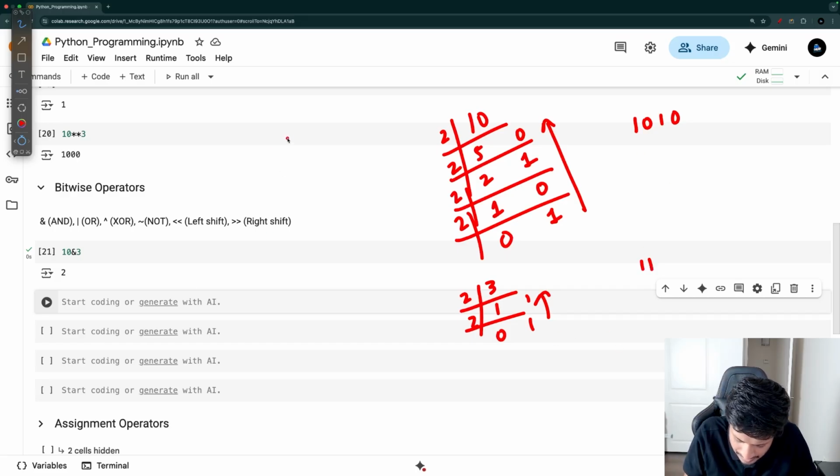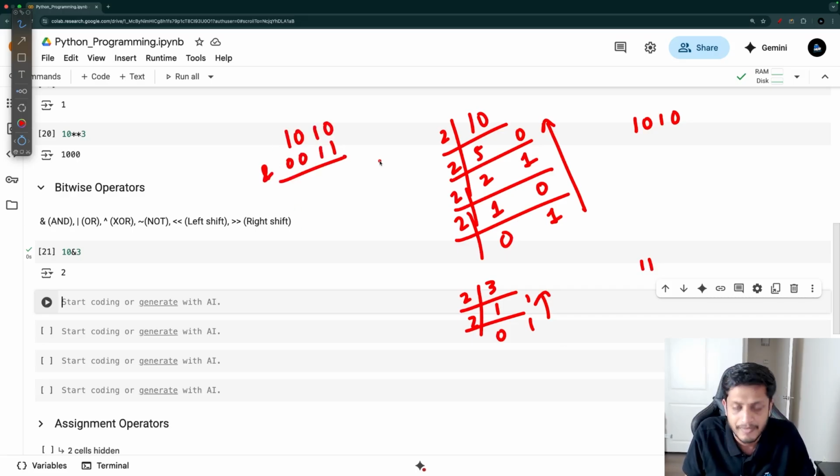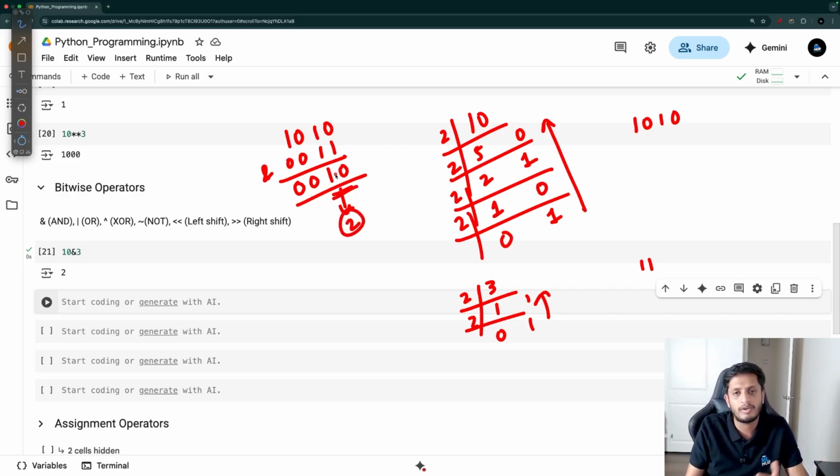So 10 and 3 means you take the binary of 10 and the binary of 3, append zeros here, and do bit by bit AND. So 0 and 1 is 0, 1 and 1 is 1, 0 and 0 is 0, and 1 and 0 is 0. So this is what the output is. 1 0 is the binary of 2. We already know how to convert binary to decimal, and hence the output becomes 2.